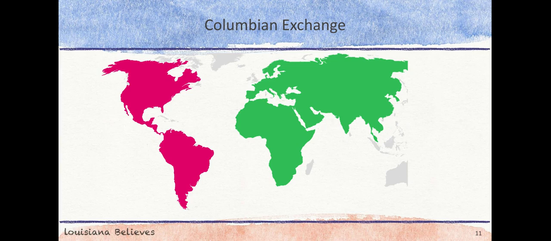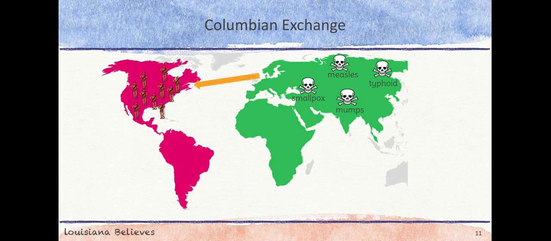During the time of the Columbian Exchange, Europe was overpopulated and their people lived in close quarters to animals and livestock. Because of this, diseases like smallpox, measles, mumps, typhoid, and others were easily spread between people and animals. As people and animals were transported to the New World from Europe, they brought these diseases with them.